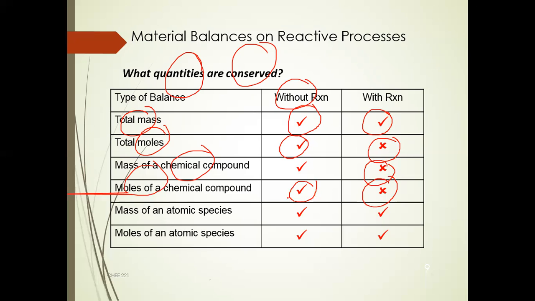But there are two things which are always conserved for atomic species. The first one is mass balance. We should always prefer mass balance when we are doing chemical engineering plant calculations, for reactive or non-reactive systems, when we are calculating the balance. And there is also a mole balance.